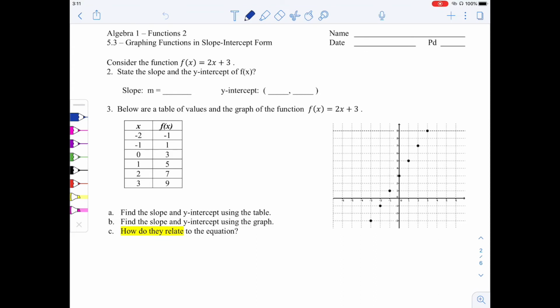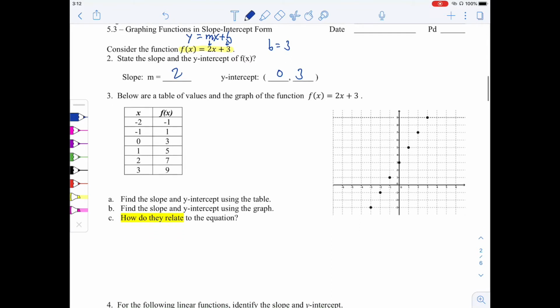Okay, number 2. So we have the equation f of x equals 2x plus 3, and we want to find the slope and y-intercept. Again, we just relate it to our y equals mx plus b. So 2 matches up with m, 3 matches up with b. So our slope, m, is 2, and our b, our y-intercept, is 3. So b equals 3, which means the y-intercept, which is on the y-axis, is 0, 3. Always 0, 3.